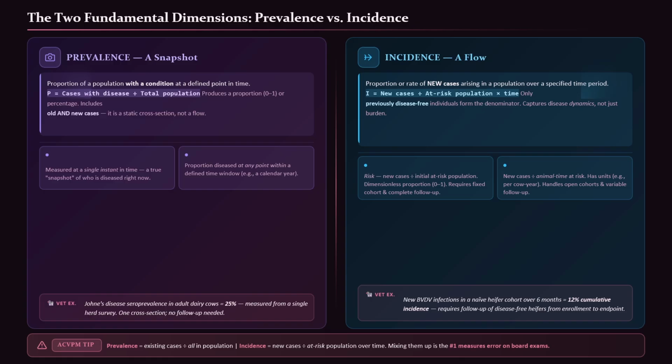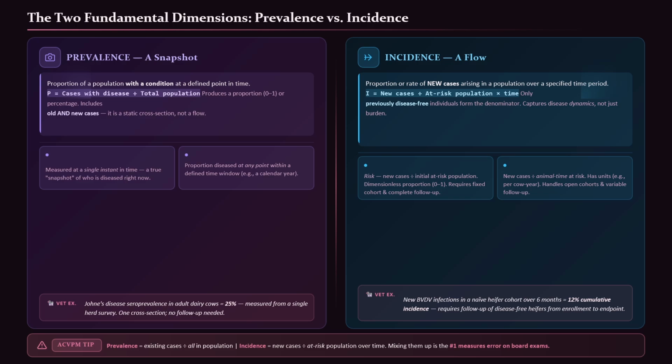Period prevalence captures all cases that existed at any point during a defined interval, say a quarter or a full year. The numerator includes animals that were cases at the start of the period, plus any new cases that developed during it. So period prevalence will always be equal to or greater than point prevalence for the same disease and population. When do you use each? Point prevalence is your go-to for cross-sectional surveillance, herd testing events, and regulatory testing programs. Period prevalence is useful when disease is episodic or you're retrospectively reviewing medical records over a calendar period.